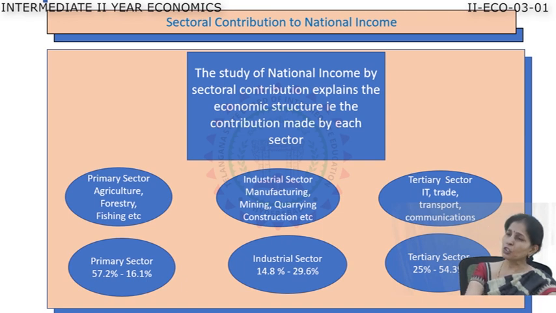The contribution from the industrial sector has increased from 14.8% in the 1950s to 29.6% in 2019. The tertiary sector, as I said, is the fastest growing sector, and we could witness its growth with the contribution rising from 25% in 1950 to 54.3%.